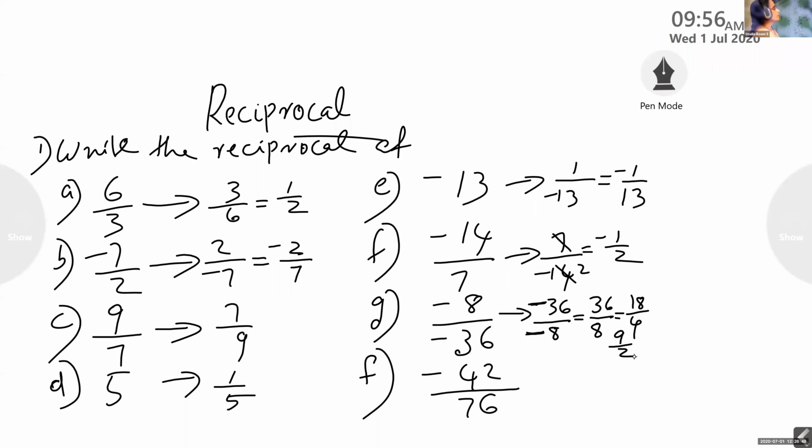Anashwara, next answer. Yes, ma'am. Next, negative 76 by 42, and simplify. Simplify to the simplest form, right? In simplest form.